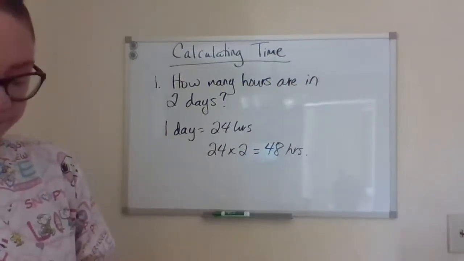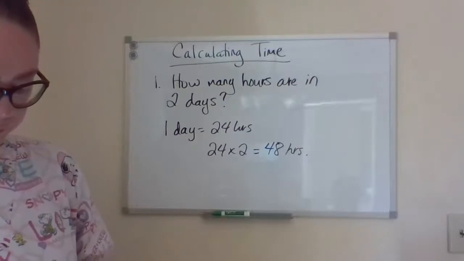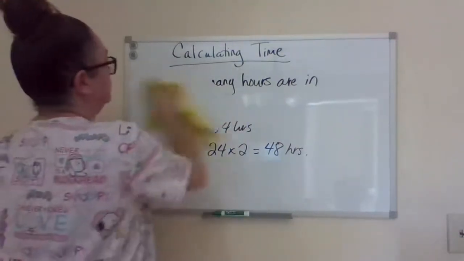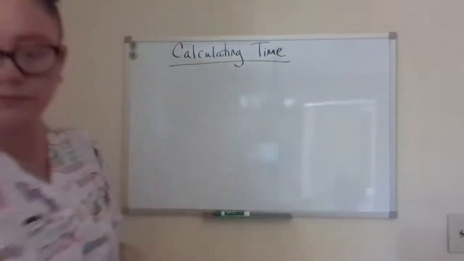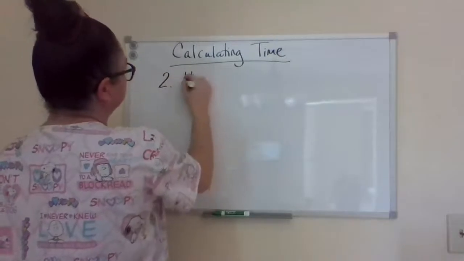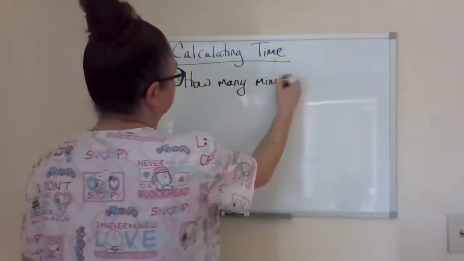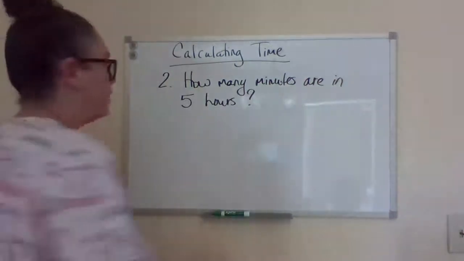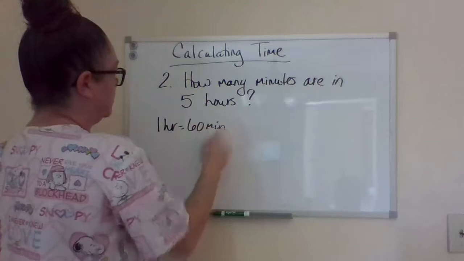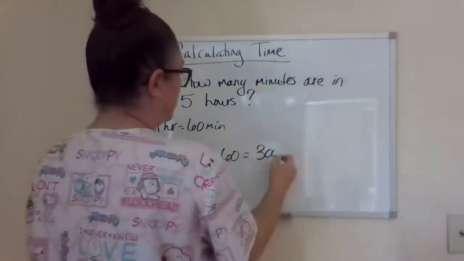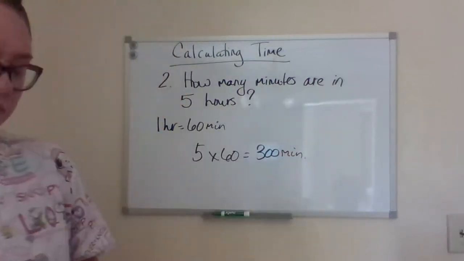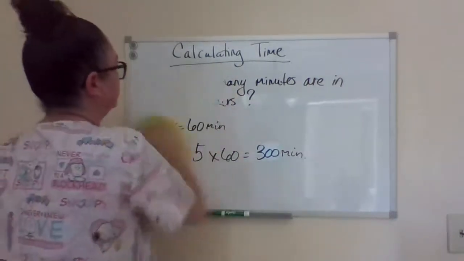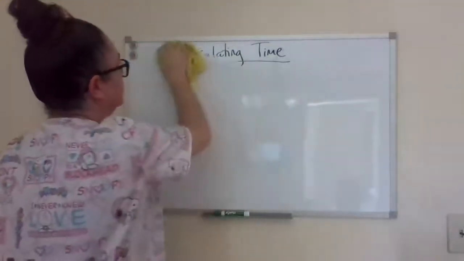Okay. Next question. How many minutes are in 5 hours? So 1 hour is 60 minutes. 5 times 60, and we have a total of 300 minutes. Okay. So those are pretty simple. I don't think we need to spend too much time on that.